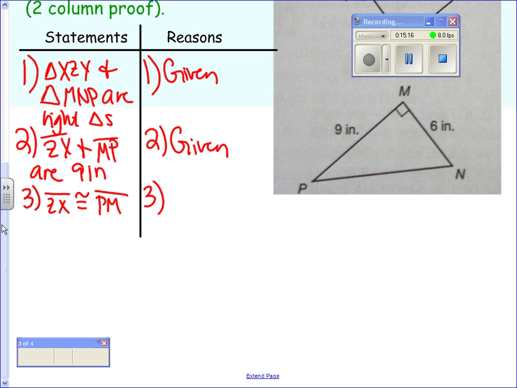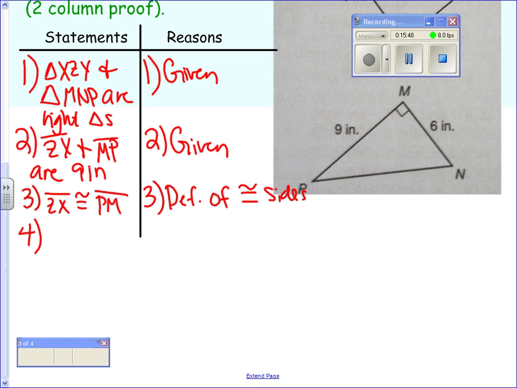I would do this. Definition of what? You could do that. You could say substitution, or you could say transitive property, depending on how you're thinking about it. It would depend on which one you pick. Does that make sense?